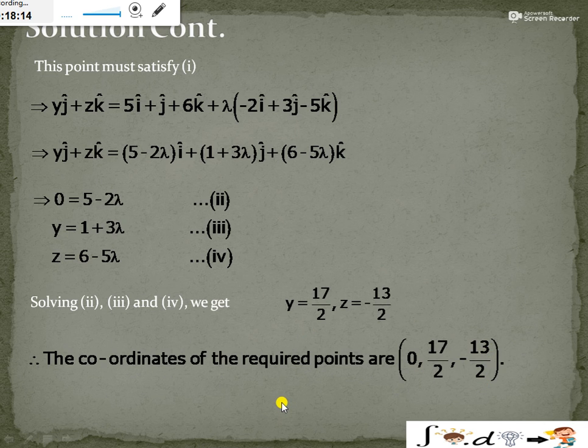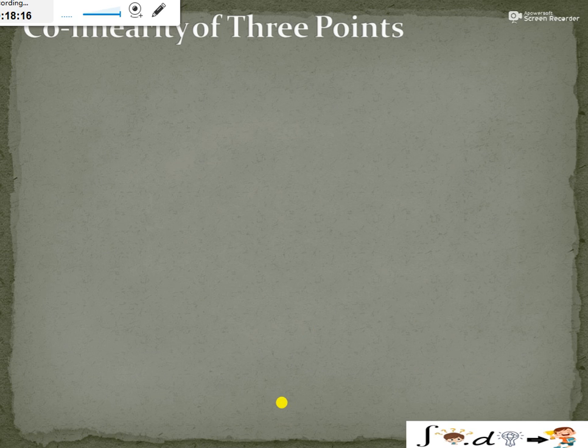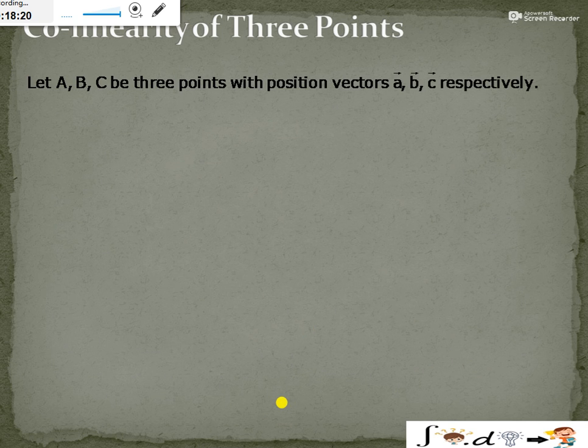Is it clear? And now collinearity of 3 points. When are 3 points collinear? First, we suppose that A, B, C are the 3 points whose position vectors, vector A, vector B, vector C, are given.